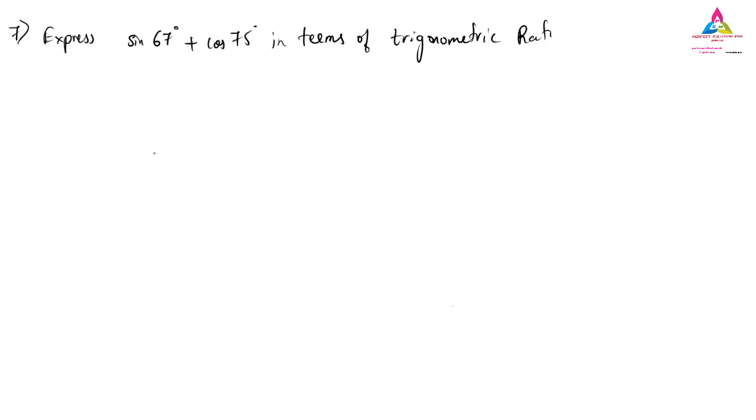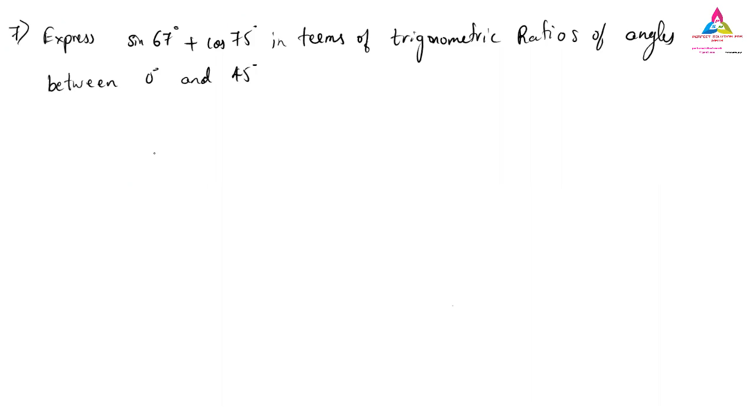Here they ask us to express sine 67 degree plus cos 75 degree in terms of trigonometric ratios of angles between 0 degree and 45 degree.